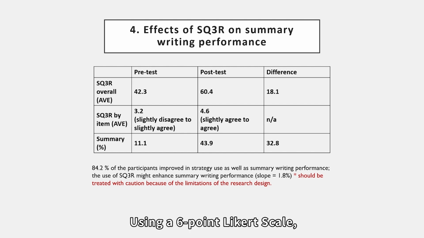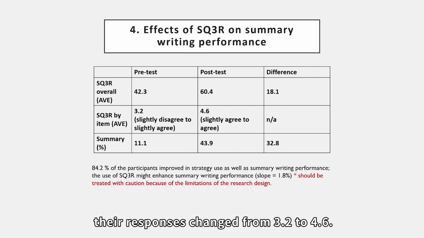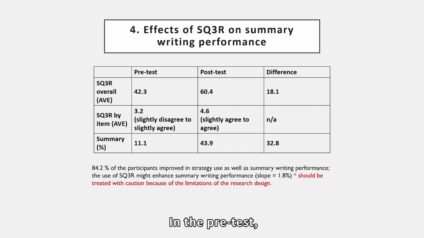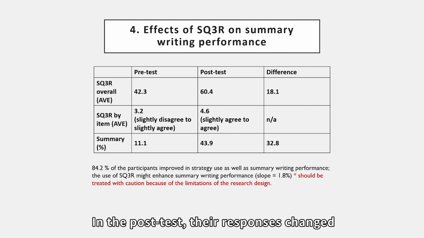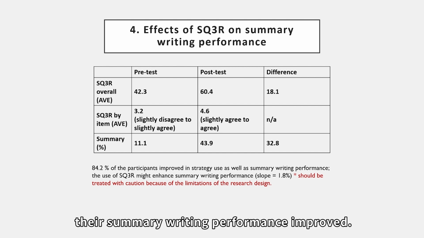Using a 6-point Likert scale, their responses changed from 3.2 to 4.6. In the pretest, their responses were between slightly disagree to slightly agree. In the post-test, their responses changed to between slightly agree to agree. Also, their summary writing performance improved.